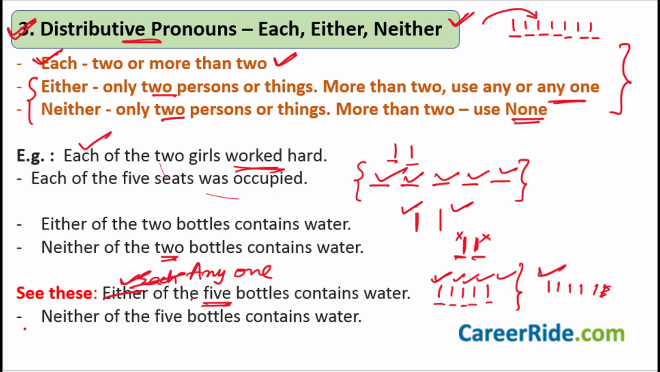Similarly, on the same lines, try to check the second sentence. Neither of the 5 bottles contains water, which means none of these bottles has the water. I've given you the answer already. So more than 2, so none. None of the 5 bottles contains water. I hope this has become clear to you. Pretty easy. There's nothing difficult here at all.